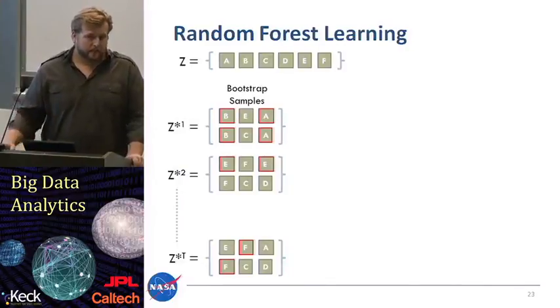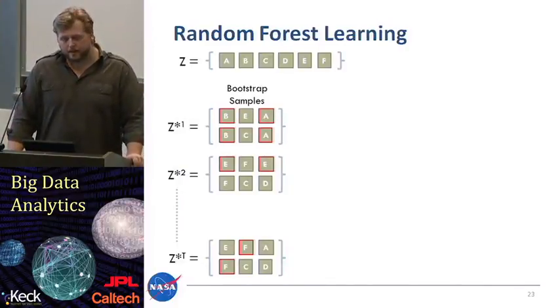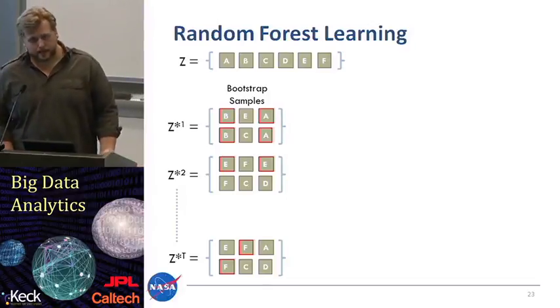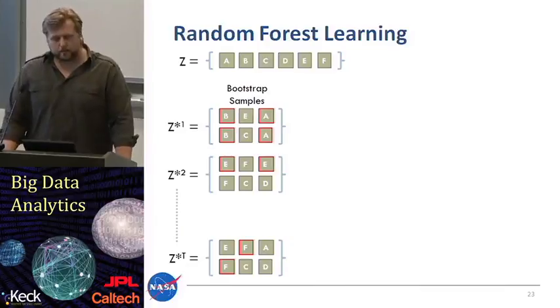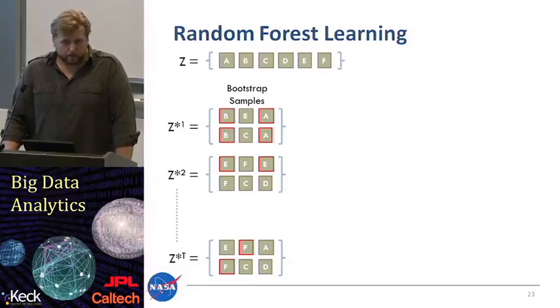So the second dimension of randomness in random forests is randomness on samples. Here's a simple example where we have a set of samples Z. We have 6 samples, A to F. And then we draw bootstrap samples for every tree.